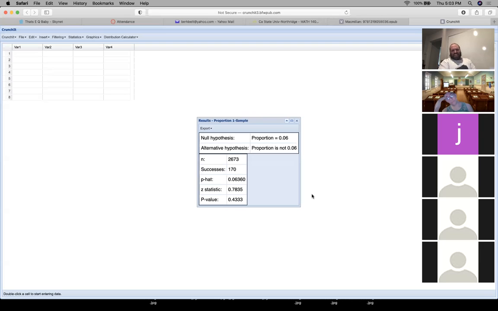The p-value is the likelihood of getting the result that you got, which was 0.0636, or something even more extreme, if the null hypothesis were true. If the null hypothesis was true, I'd have a 43% chance of getting what I got. Is that a likelihood so small that I say the null hypothesis isn't true? Come on, 43% chance? Of course not. It's like 50-50. So you do not reject the null hypothesis if the null hypothesis were truly 6%.